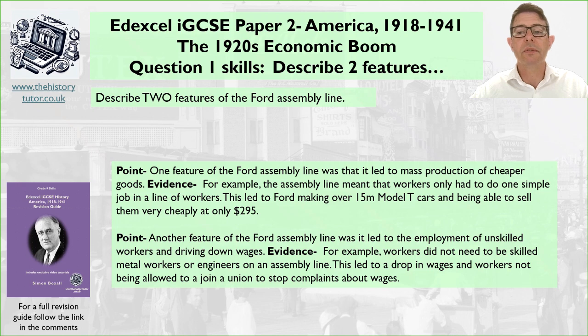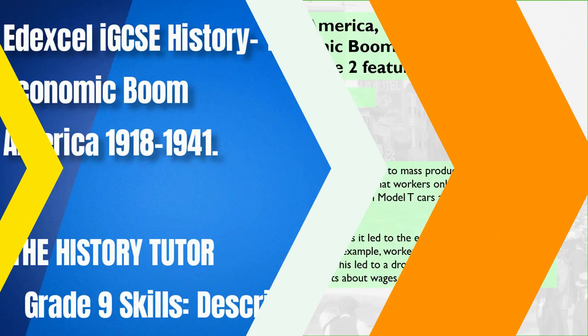Another feature of the Ford assembly line was it led to employment of unskilled workers and driving down wages. For example, workers did not need to be skilled metal workers or engineers on the assembly line. This led to dropping wages and workers not being allowed to join a union to stop complaints about wages. And you could link it to workers' problems and disputes. You could even link it to issues of immigration as well if you wanted to, about how it felt migrants were driving down wages. Could link to some wider ideas to back that up further.